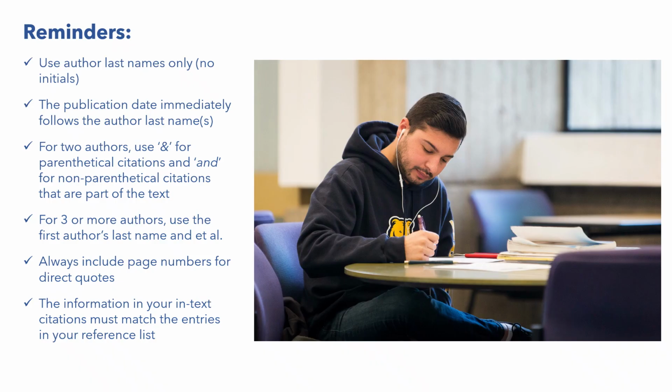Here are a few things to remember about in-text citations in APA format. You only use the author's last name, not any of the first or middle initials. The publication date of the source should immediately follow the author or authors' last names in both types of in-text citations. If you have two authors for a source, use the ampersand symbol to separate them in parenthetical citations and the word and in non-parenthetical citations. For three or more authors, use the first author's last name followed by et al. to indicate there are other authors.